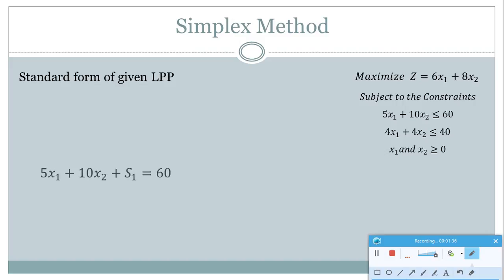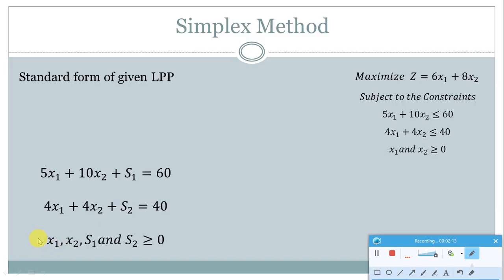So the first constraint will be, after addition of the variable into the left hand side, s1. So the constraint will be 5x1 plus 10x2 plus s1 equal to 60. Second constraint will be 4x1 plus 4x2 plus s2. Here the variable s2 is added to remove the inequality sign less than or equal to. So that is equal to 40.